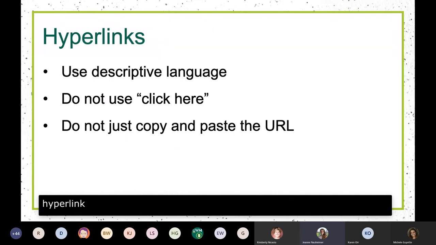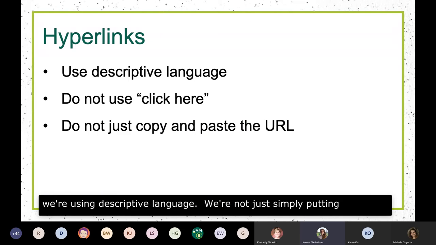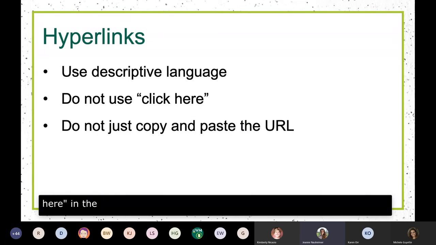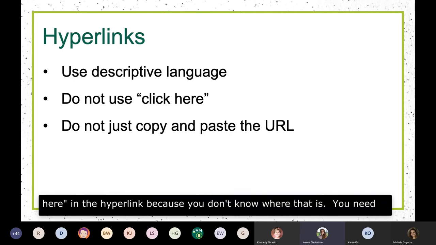These again are not exclusive to just documents. We see these on websites, we use them in our emails. We want to make sure that we're using descriptive language. We're not just simply putting "click here" in the hyperlink because you don't really know where that is. You need to have more context for where you are sending a person.